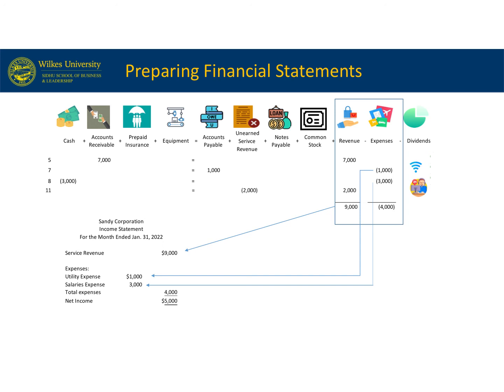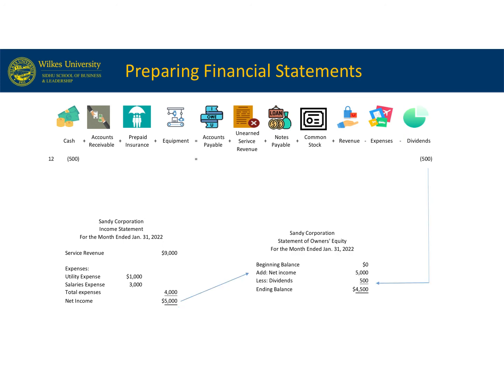The underlining of net income is to highlight the purpose. The double underlining of net income is to highlight the purpose of the statement. The date of the statement is for the entire period covered. In this example, it's for the month of January.